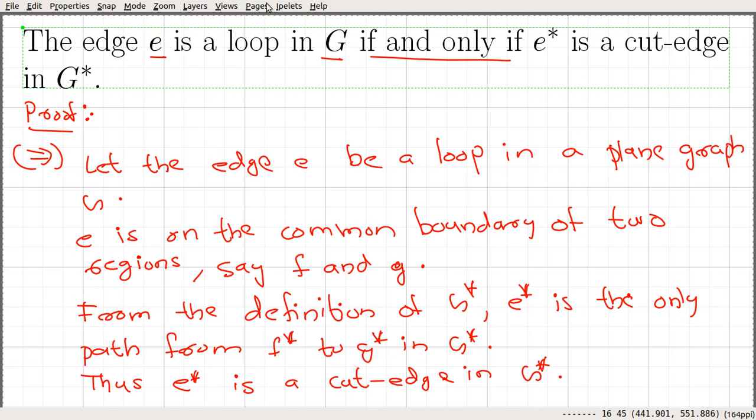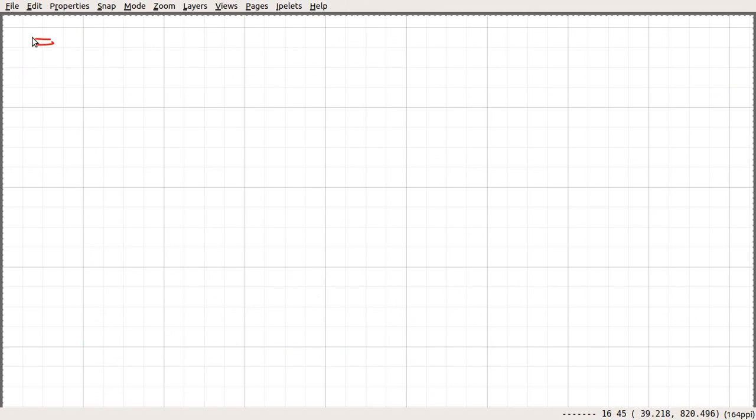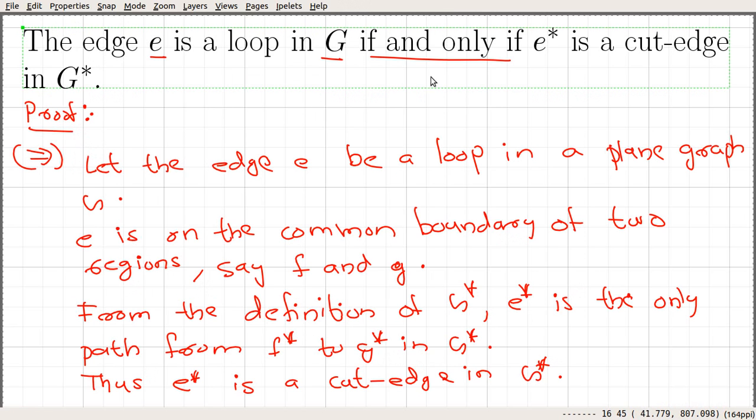So let's go and prove the other direction. If E star is a cut edge in G star, then E is a loop in G. Let's prove that direction. That direction reads as follows: if E star is a cut edge in G star, then E is a loop in G.